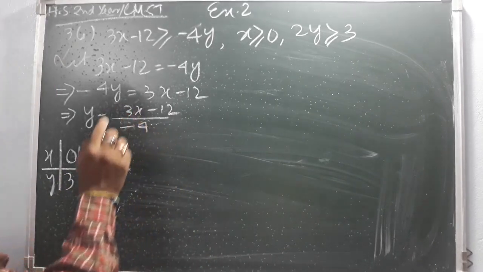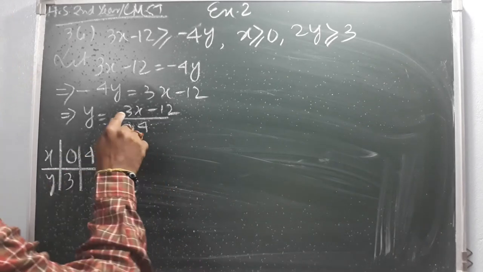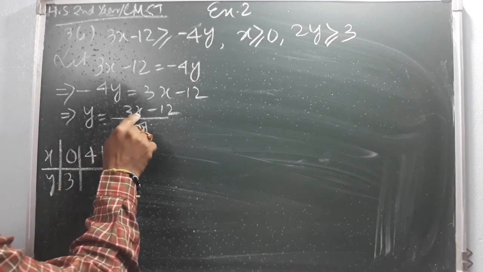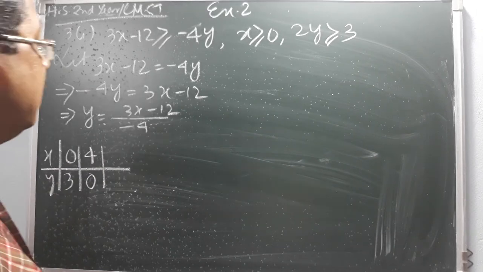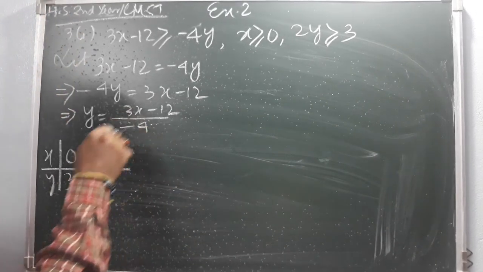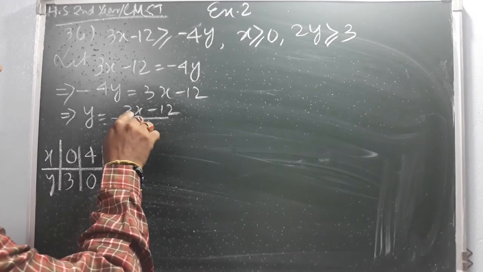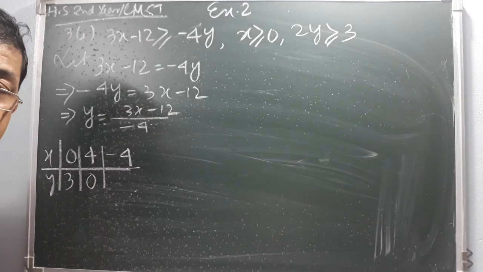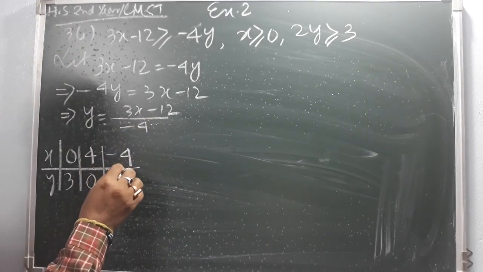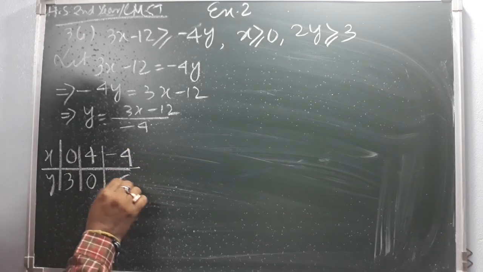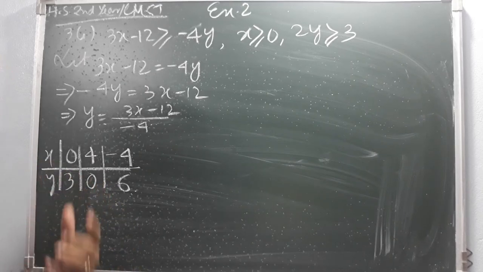If I put here, suppose 4, 3 fours are 12, x I have taken 4, so 3 fours are 12, minus 12, 0, so of course it will be 0. Then if instead of 4, I take minus 4, then here it is minus 12, minus 12 minus 12 is minus 24, by minus 4, so it is plus 6. So I think it is clear. How to take this is your own choice, you can take this way.